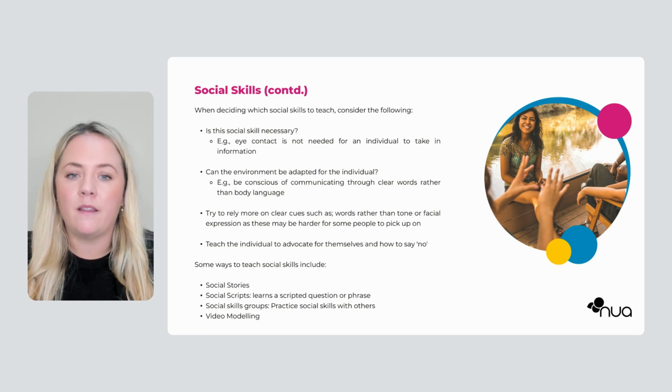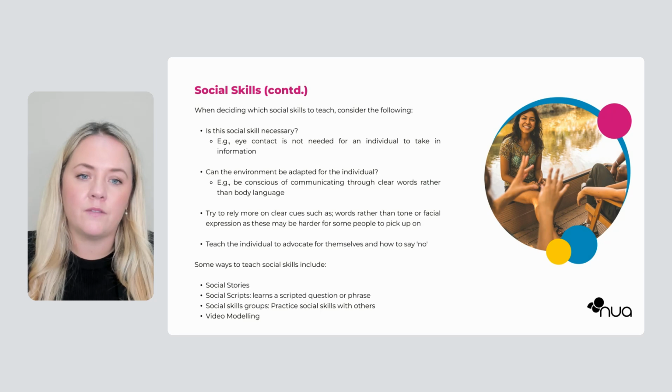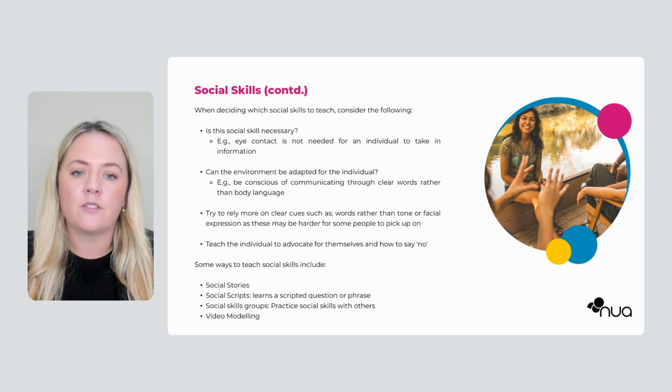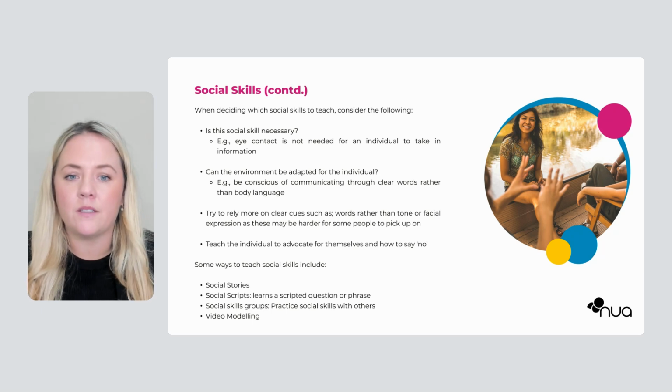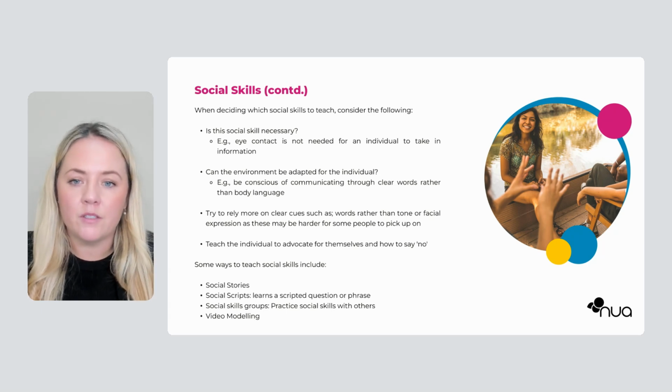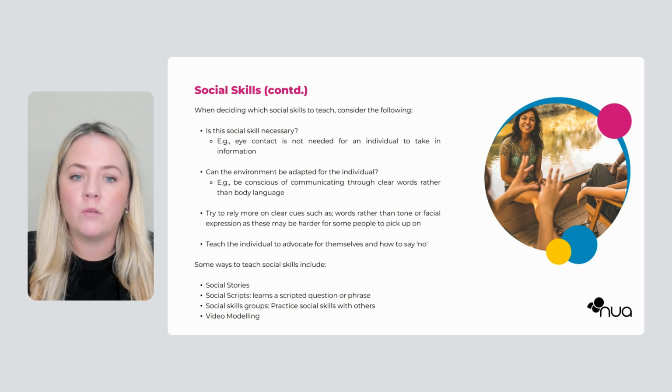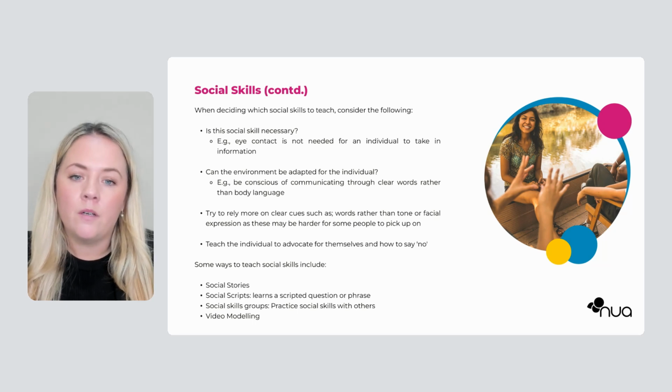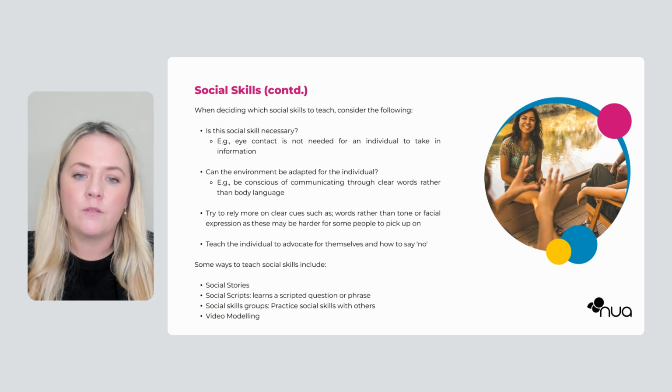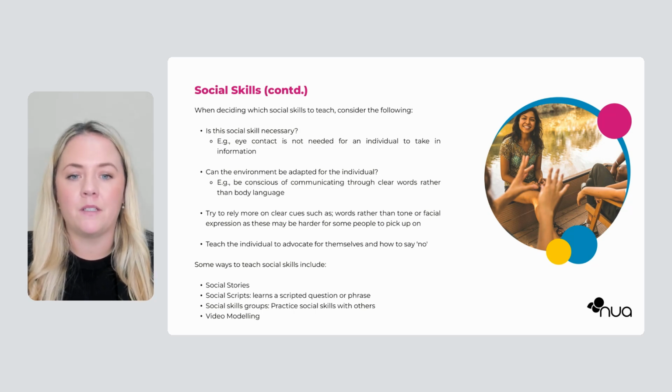Secondly, we want to consider, can the environment be adapted for the individual rather than, I suppose, teaching the skill to the individual? So we want to be conscious, for example, of communicating through clear words rather than body language if somebody has difficulty with interpreting body language. So we want to make sure that we're adapting our approach and adapting the environment to meet the needs of the individual. We want to try and rely more on clear cues, so things like words rather than tone or facial expression, as these may be harder for some people to pick up on. We want to be very clear in the way that we communicate with individuals.